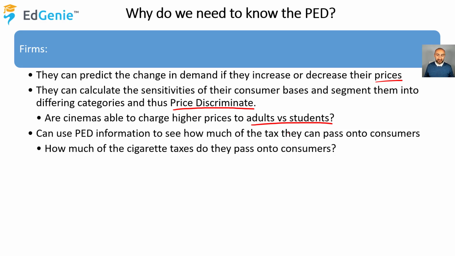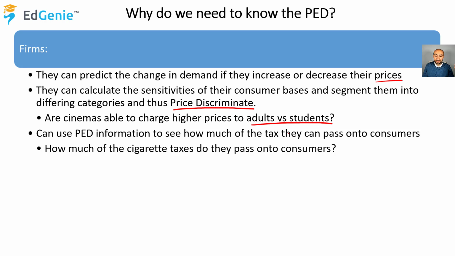Okay, we can use PED information to see how much of the tax that they can pass on to consumers as well. So we're talking about things like alcohol, cigarettes, anything that's kind of habitual or addictive. We can discuss how much tax we can pass on. With the likes of cigarettes and alcohol, it's pretty much 100% of the tax charged on those products is passed on to the consumer because they're addicted to the product. So therefore, like a drug, it's resulting in them having the ability and willingness to pay that extra price. Okay, so again, this is why firms need to understand this.